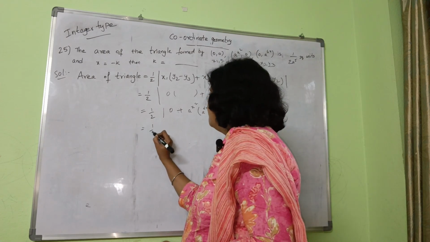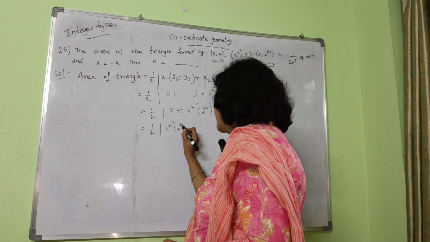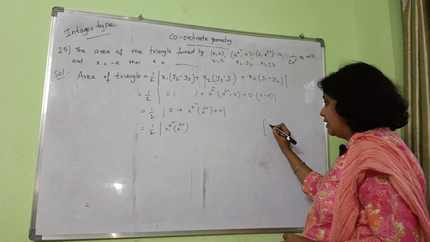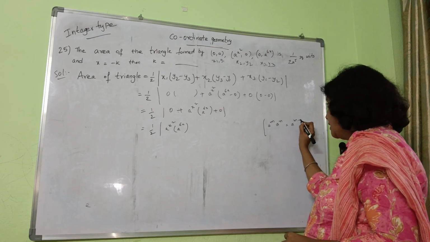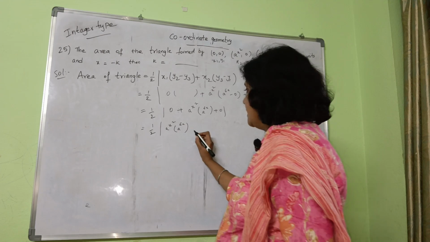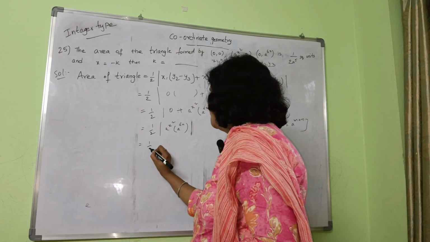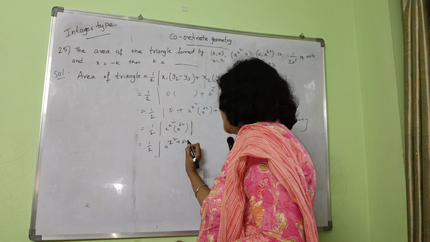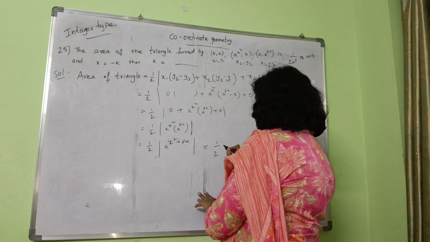That is 1 by 2 a^(x^2) into a^(6x). So if bases are equal, what is the formula we are having? a^m into a^n is equal to a^(m+n). Is this in the form a^m and a^n? Yes. So 1 by 2 a^(x^2 + 6x). That should be equated to what? 1 by 2 a^5.